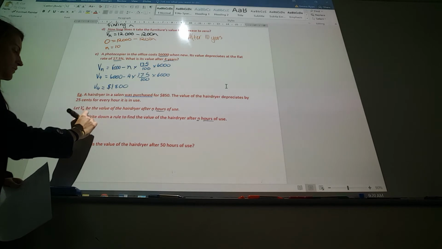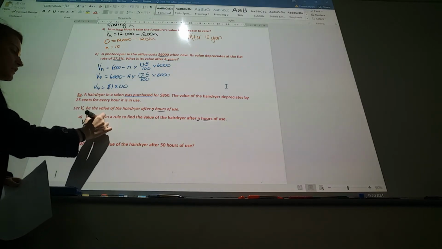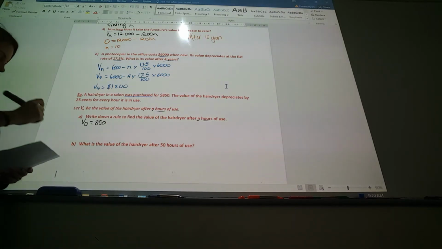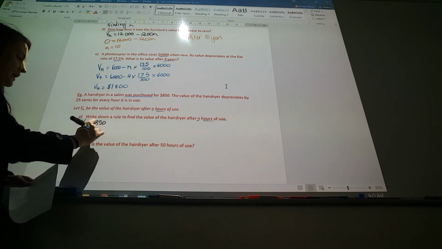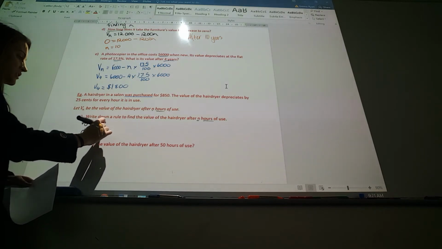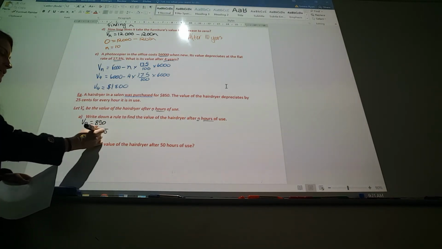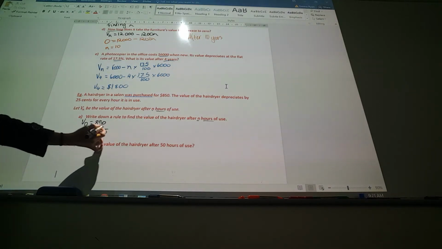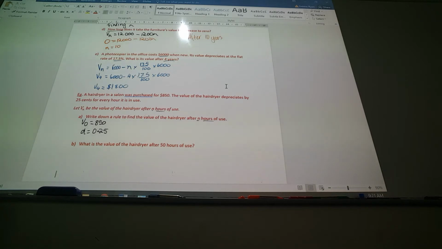So we've got our V0 is $850 because that's how much we bought it for. And we've got our difference as 0.25 because we're talking about 25 cents. If we're talking about cents, it's always easiest to keep it as a decimal rather than use the number 25, because then when we start talking about dollars, that's when it starts to get confusing. So if we're talking about cents, always use it as a decimal. It'll make it heaps easier for you.